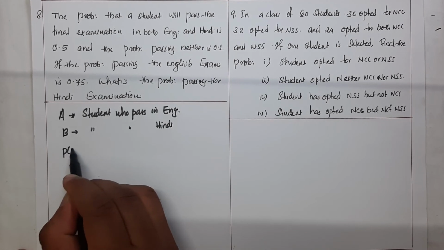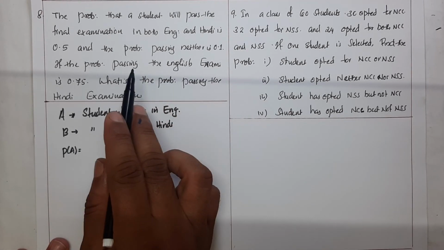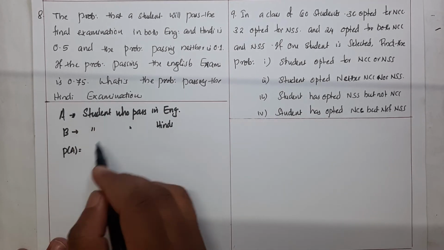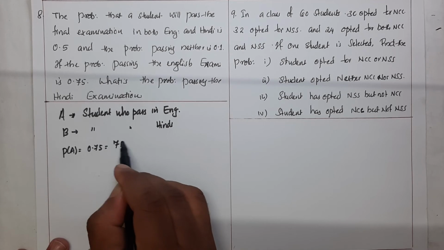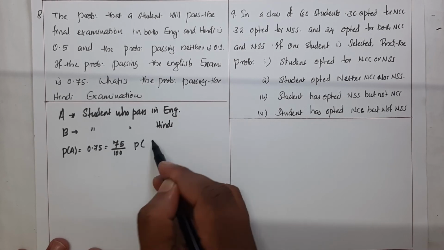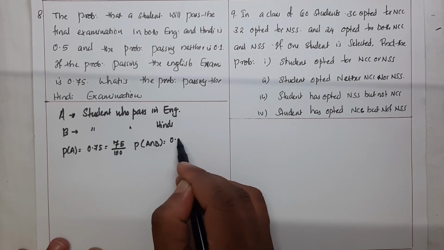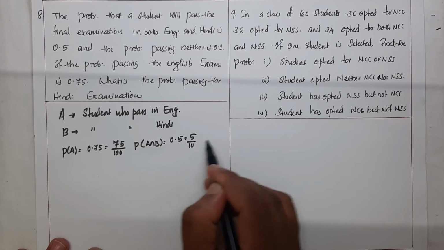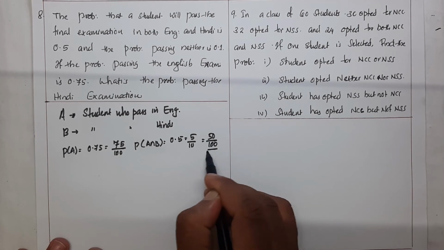Here the probabilities are already given. What is P of A? The probability of passing the English examination, P of A, is already given as 0.75, which is equal to 75 divided by 100. Both is also given: P of A intersection B is equal to 0.5, which is 5 divided by 10, equal to 50 divided by 100.